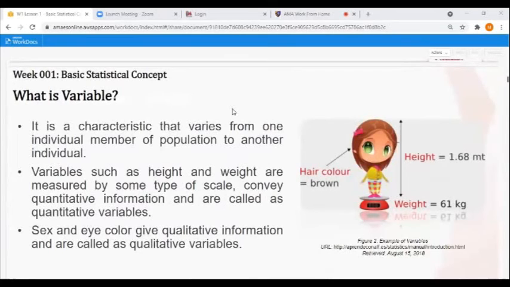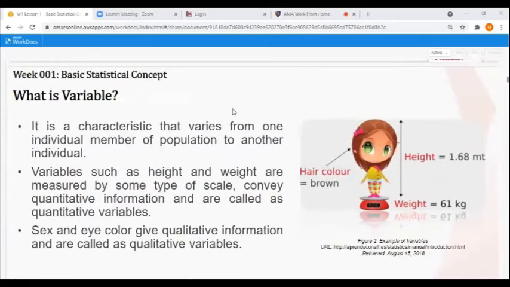For quantitative variable, as you can see here, variables such as height and weight are measured by some type of scale, meaning we make use of an instrument to do the measurement. So through this, you would see two quantities. The first is the numerical value, followed by the unit of measure.